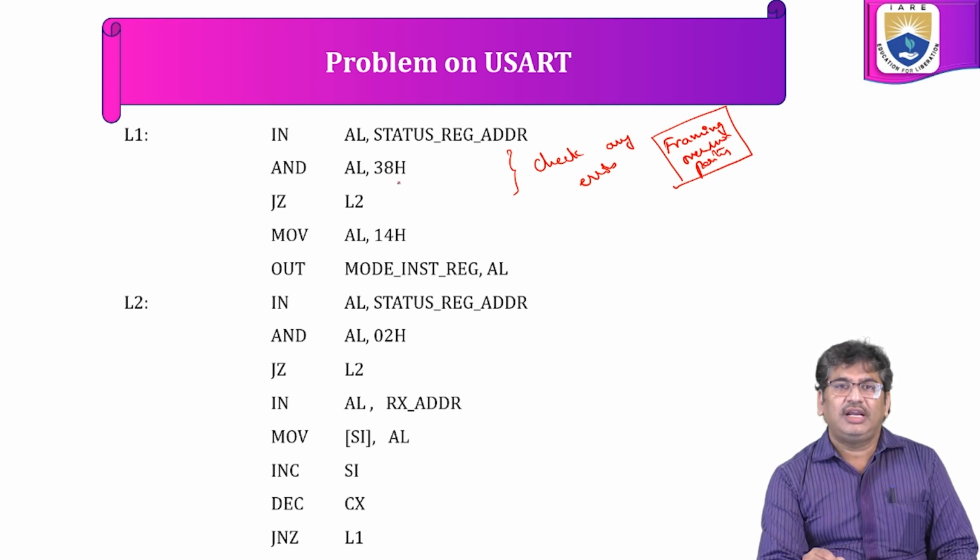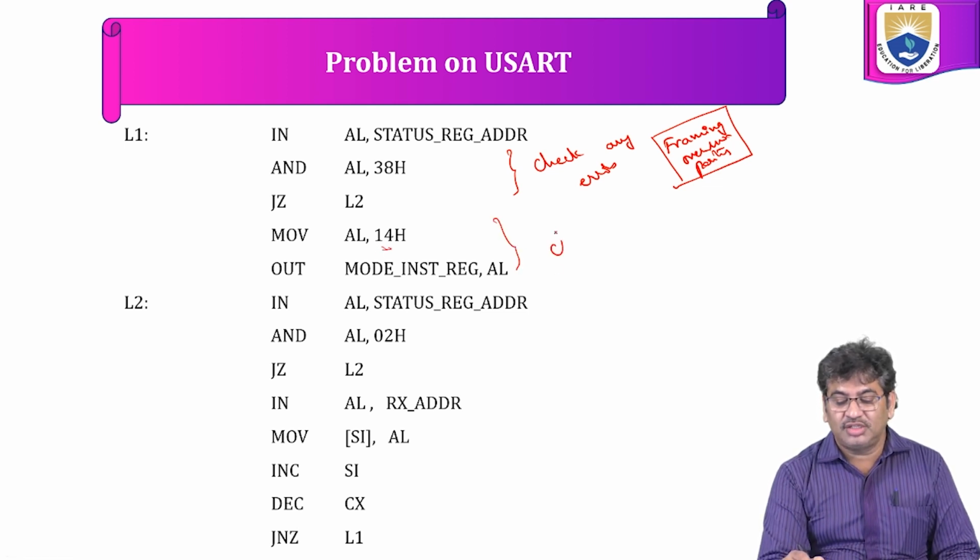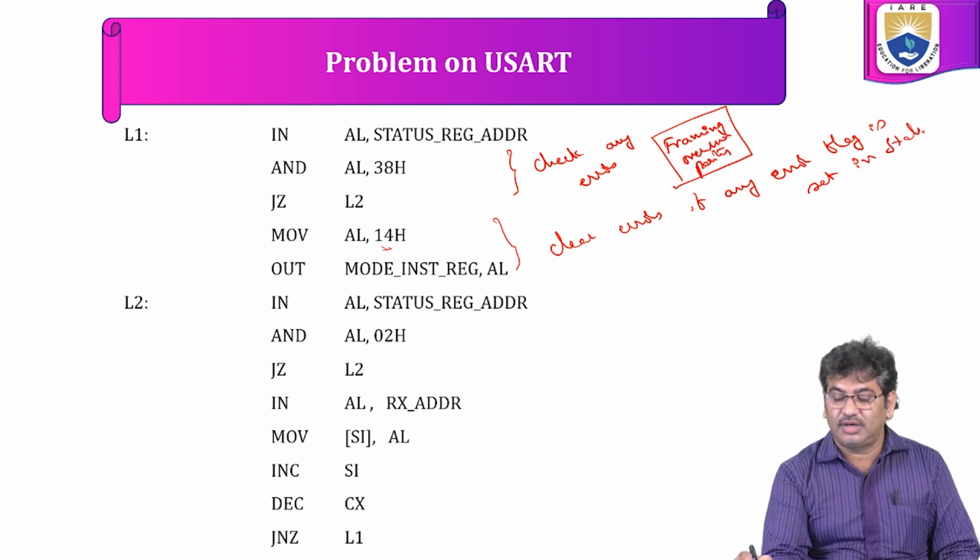So AND AL, 38H, it is for identifying the three error flags, whether they are set or reset. If any flag is set, after ANDing, we will get a non-zero value. If there are no errors, then it is going to return zero. So if it is zero, we go for checking the readiness of the receiver. Suppose ANDing AL with 38H is non-zero, that means some error has occurred. So we are going to clear the errors again by using 14H. So these two instructions are for clearing errors if any error flag is set in the status register.